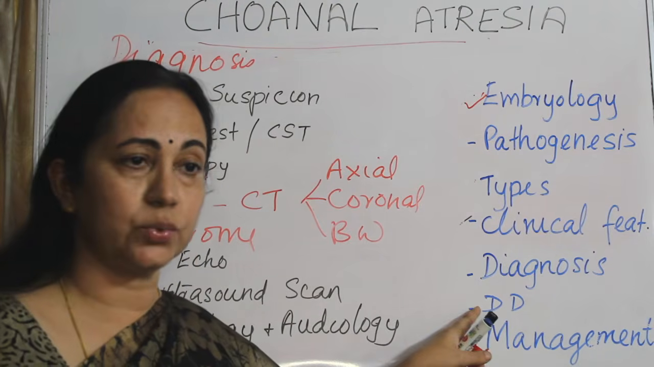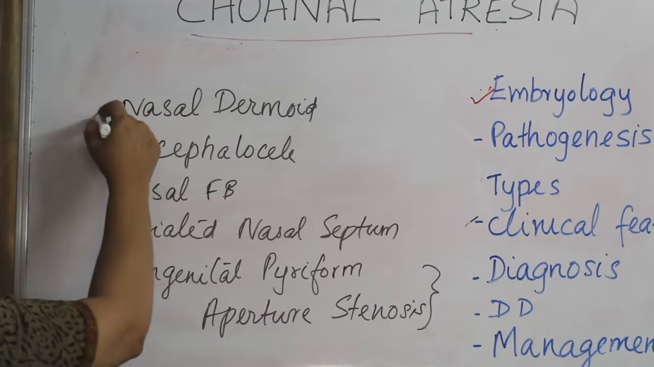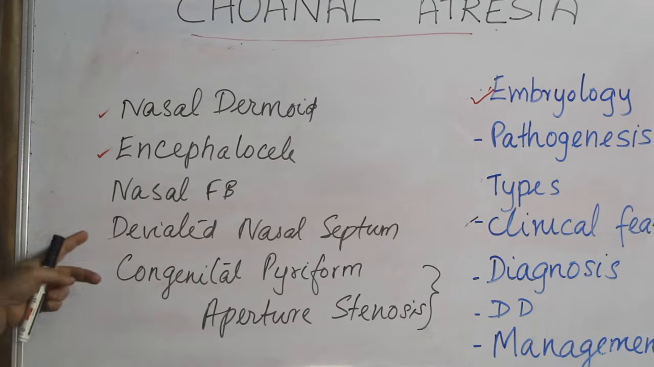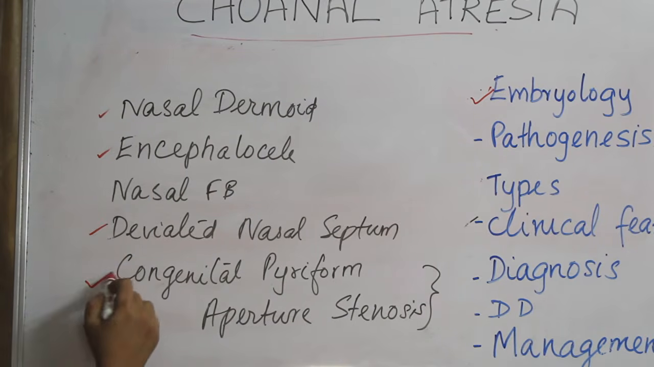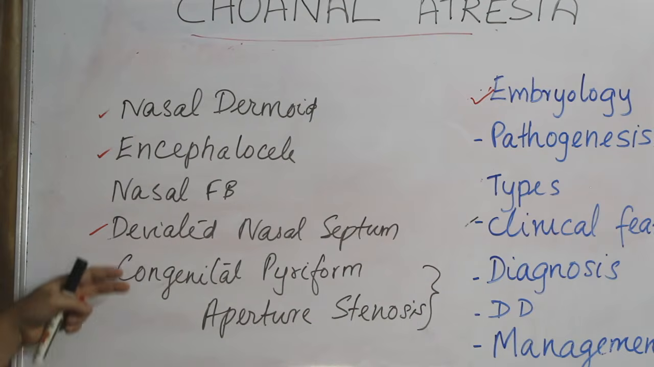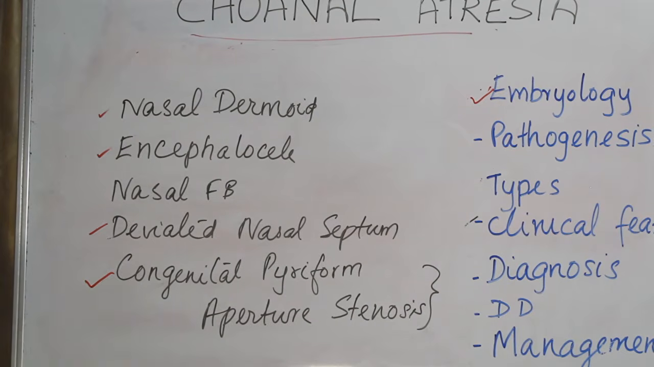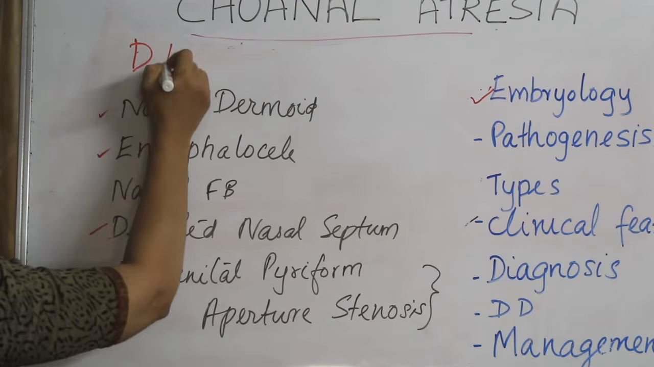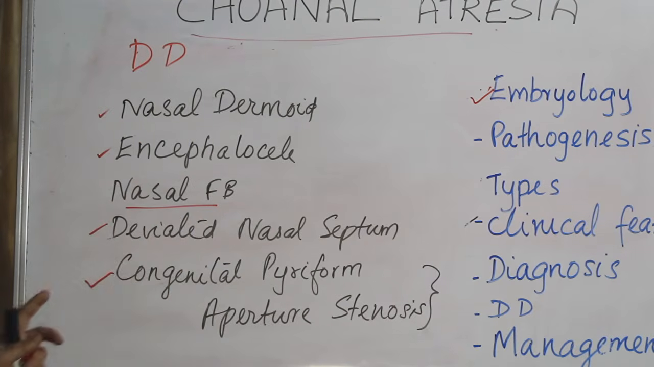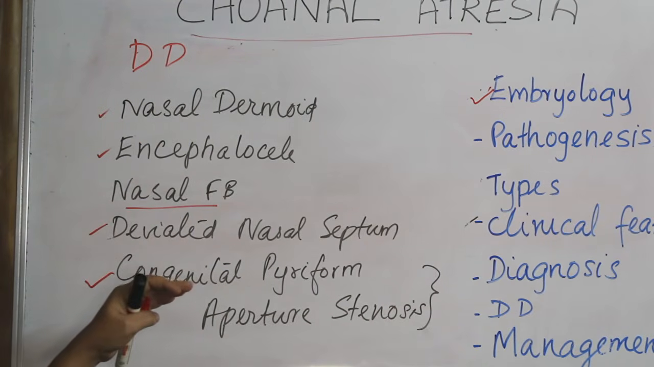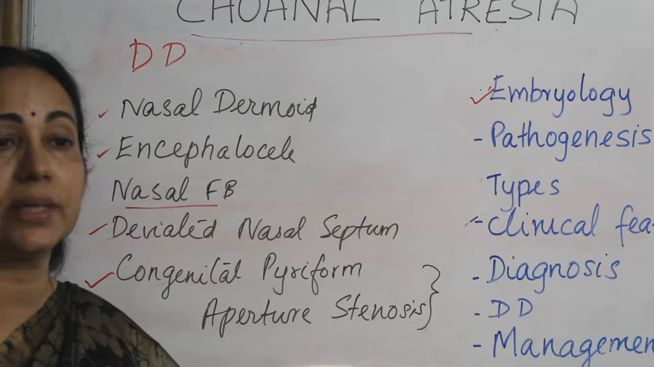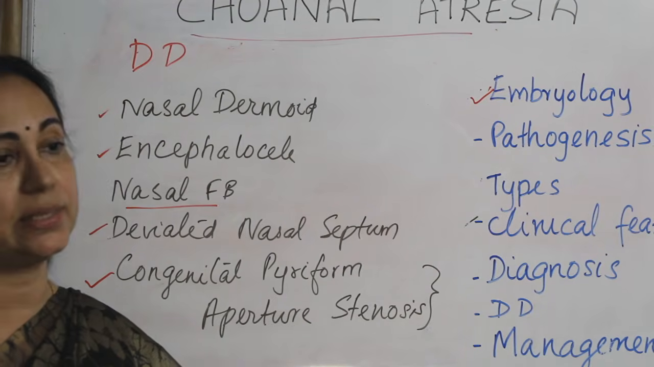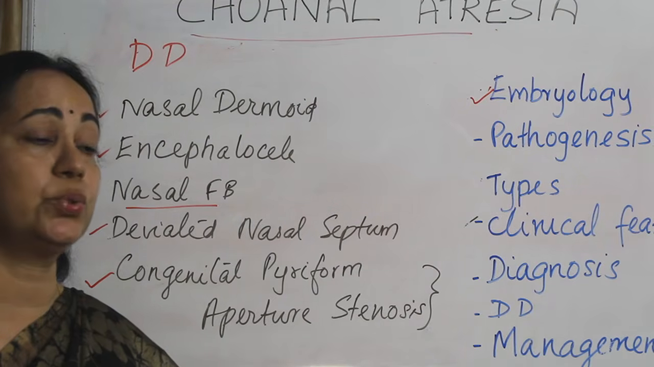Then in the differential diagnosis, mainly nasal dermoid, encephalocele, deviated nasal septum and congenital pyriform aperture stenosis are the differential diagnoses of bilateral choanal atresia. And a nasal foreign body can mimic unilateral choanal atresia because of the presence of foul-smelling, mucopurulent nasal discharge which is not responding to medicines.